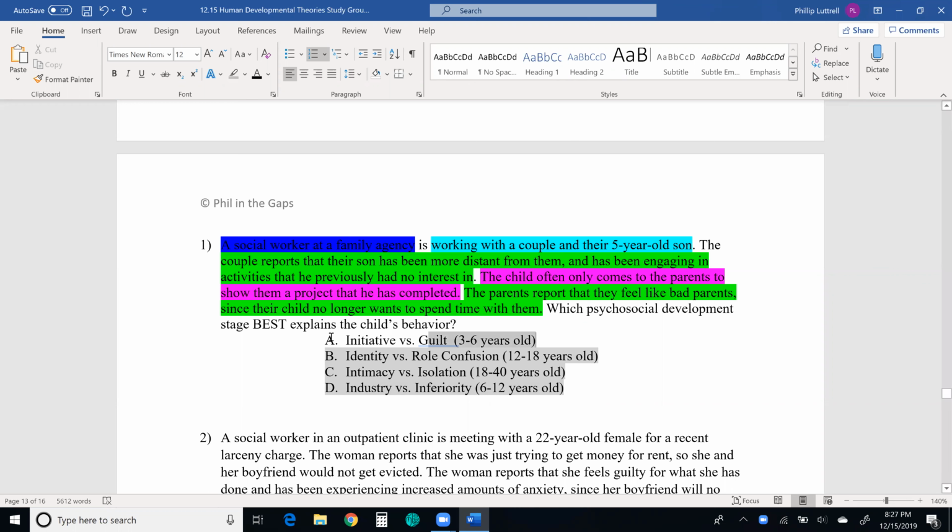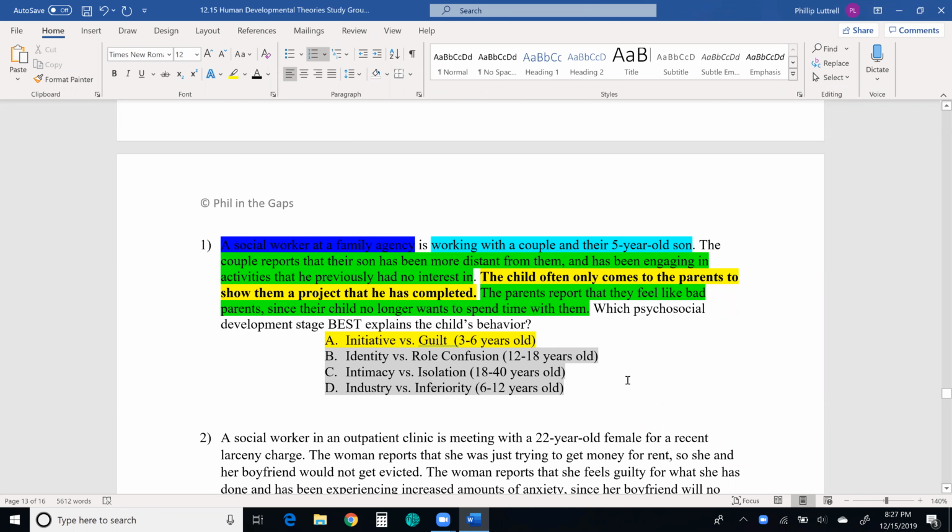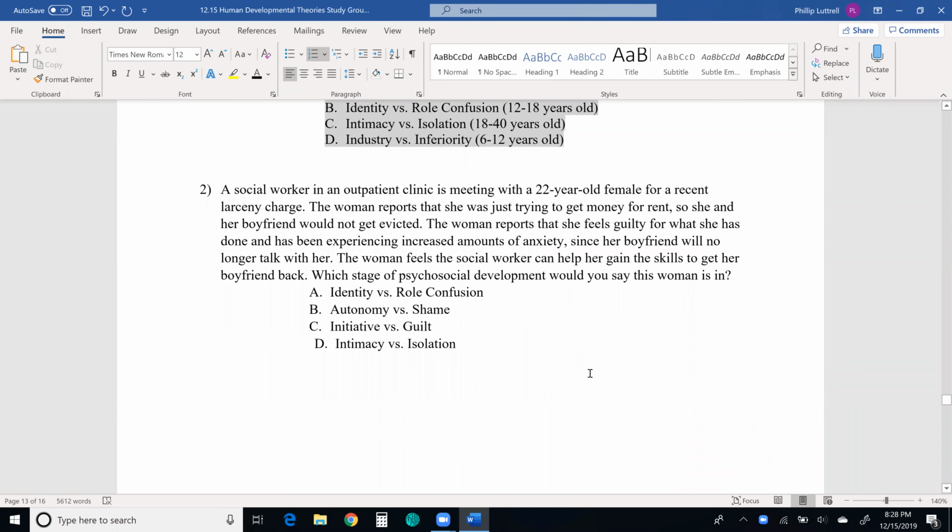So we're going to go with A, initiative versus guilt, because the kid is simply taking initiative within his life, figuring out what works for him and what doesn't. But he's coming to them and showing them the particular thing that he's done. So he's taking initiative, wondering what feedback the parents have, and then going back and trying new things. So that's how we look at that question in particular.